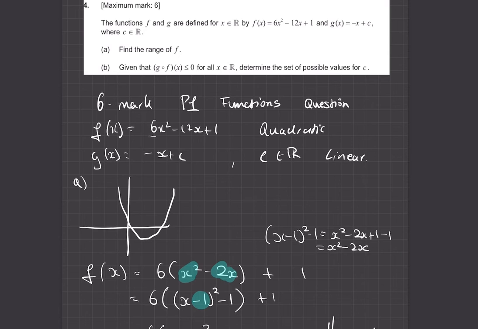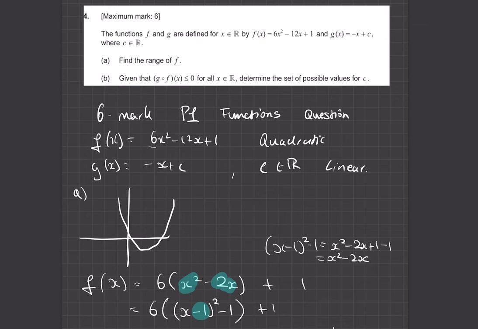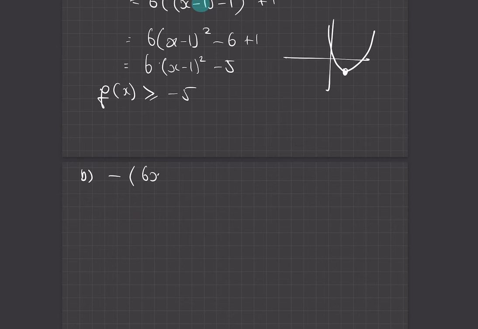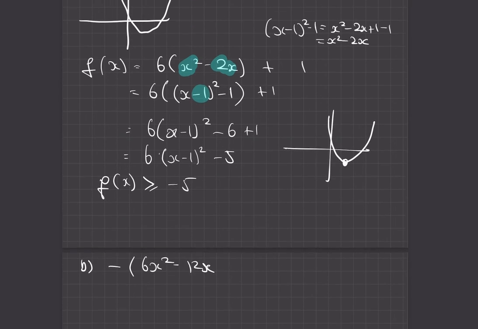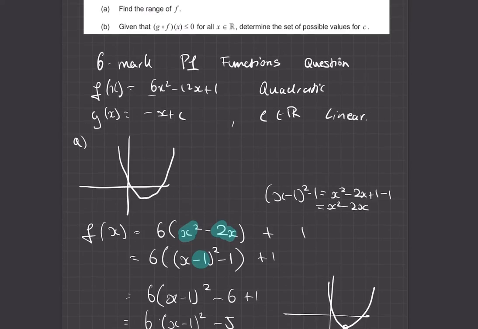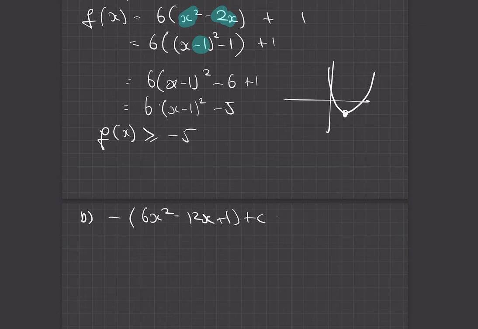First of all, we have to find what g of f of x is. It's a composite function, so in g of x, we just replace this x here with this whole thing here. That means it's going to be minus 6x squared minus 12x, and then plus 1, and then plus c, exactly. So this is g of f of x. Let's simplify this. So that's minus 6x squared plus 12x plus c minus 1.